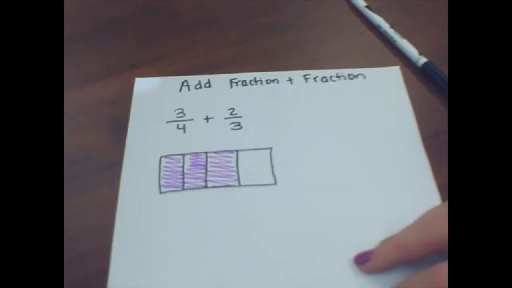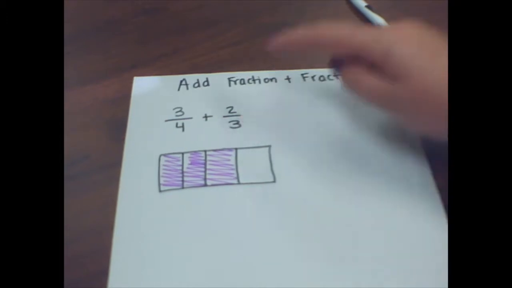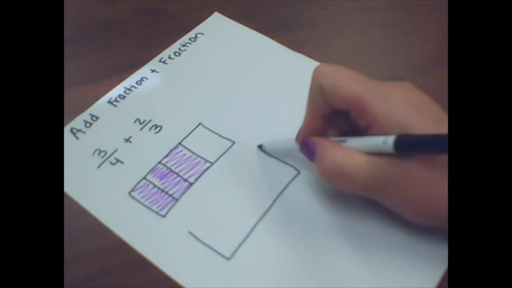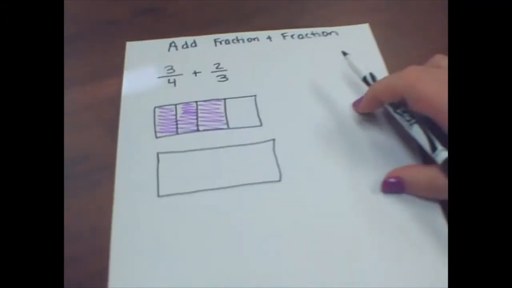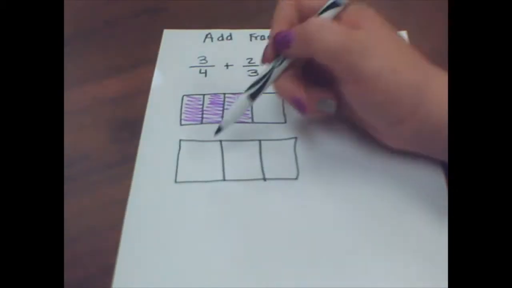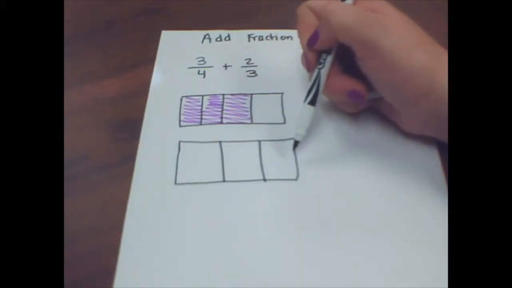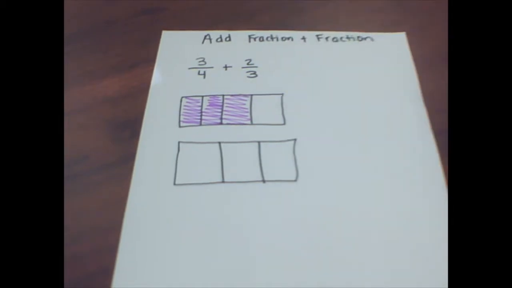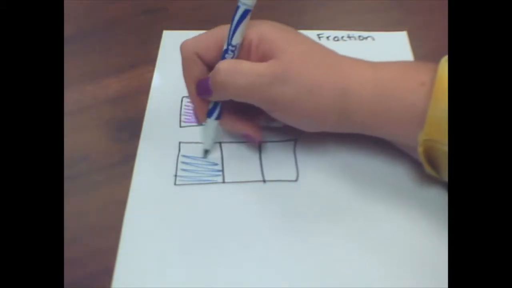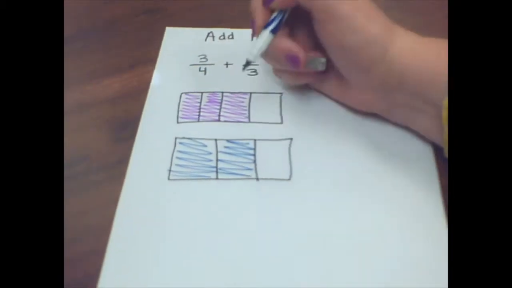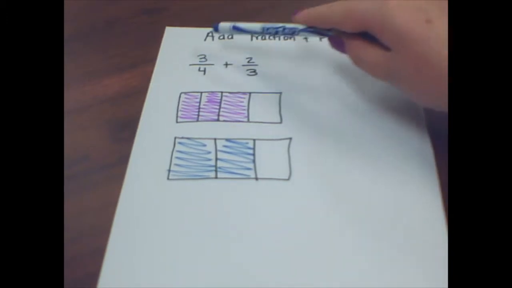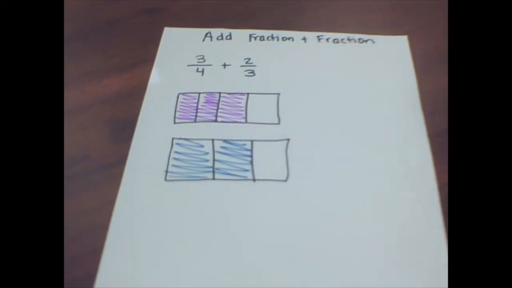Now the next one I'm going to do is draw a model of 2/3. So I'm going to draw another model. This time I'm going to split it into thirds. 1, 2, 3. Now I want to use a different color. I'm going to go ahead and use blue, and I'm going to shade 2 of them. Okay, so right now I have a model that represents 3/4 and a model that represents 2/3.